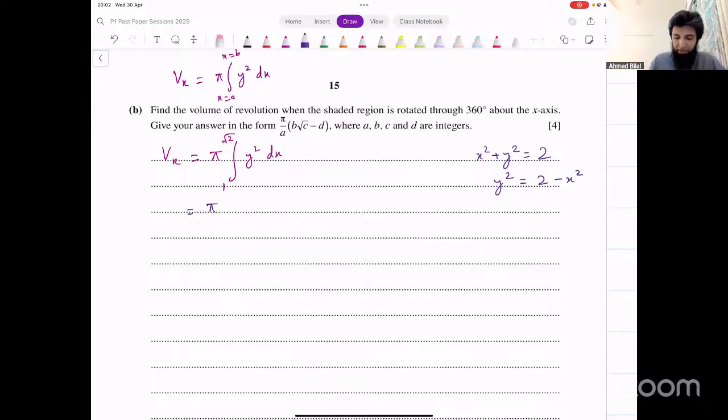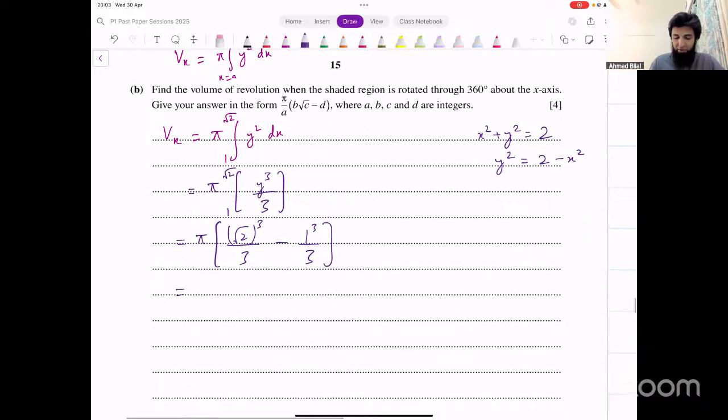What's the integration of y squared? Integration of y squared is just going to be y cubed over 3. Limits are from 1 to square root of 2. Let's input those limits. Input square root of 2 once. So that gives you pi into square root of 2 whole cube divided by 3. Subtract from that 1 cube over 3. And see what you get from that.